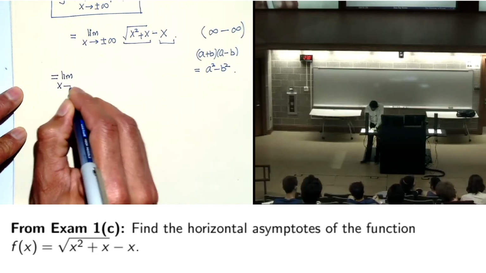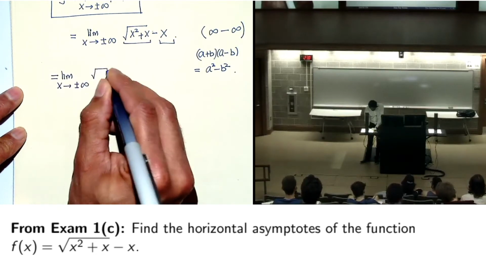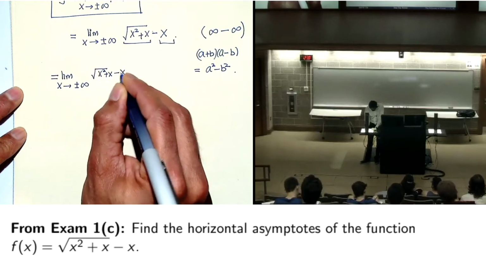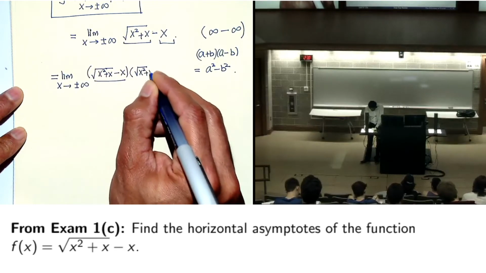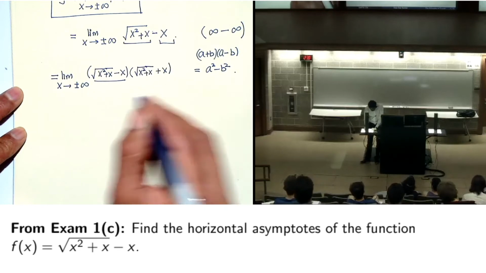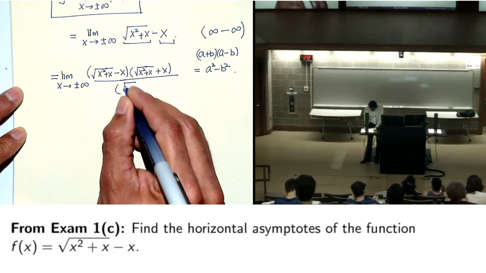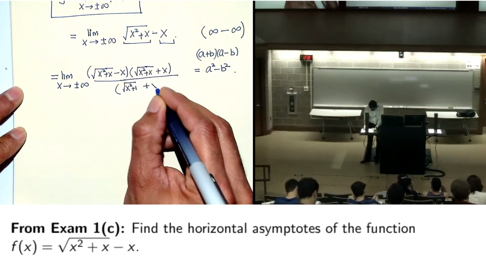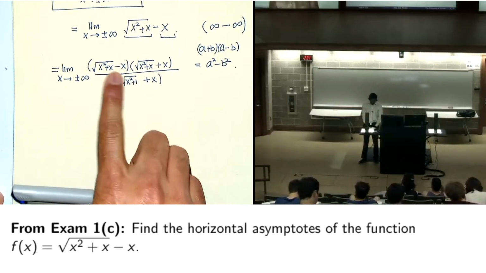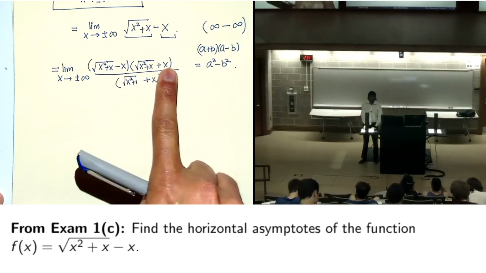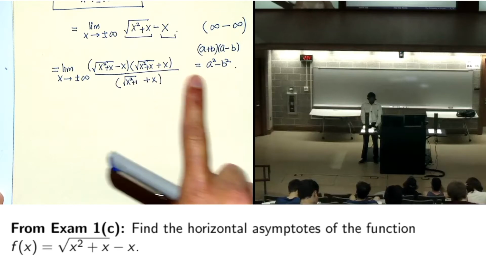The limit as x approaches plus or minus infinity of the square root of x squared plus x, minus x, and I'm going to multiply by its conjugate. The conjugate of this is the square root of x squared plus x, plus x, and I'm going to divide by the conjugate too, because whatever you multiply on the top you have to multiply on the bottom, so that I can balance the equation. That is the rule of law in mathematics. Now these are a minus b and a plus b, conjugates of each other, so I can use this formula.